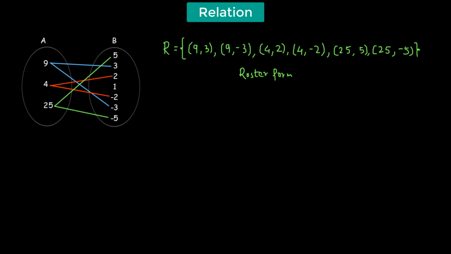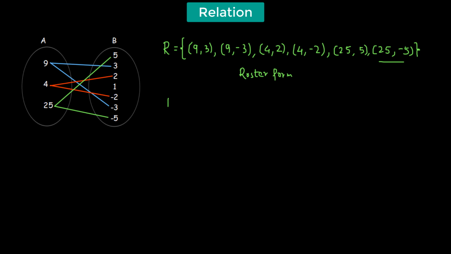We have listed out all the ordered pairs, and this will be the roster form. Now clearly we can see that the elements in A are simply the squares of the elements in B. When you consider the first ordered pair, the element 9 is the square of the element 3. Similarly, 9 is also the square of the element -3. We can check all the other ordered pairs. So let's see 25 and -5. 25 is the square of -5.